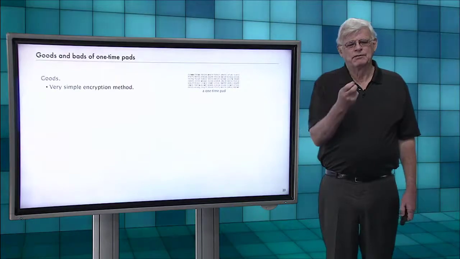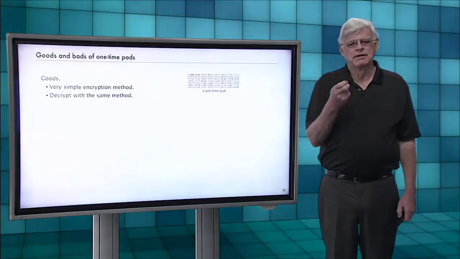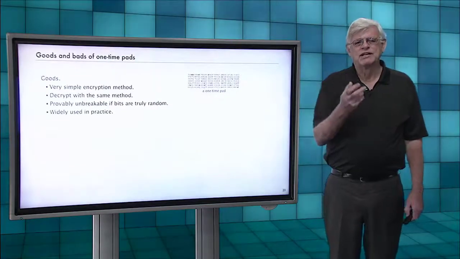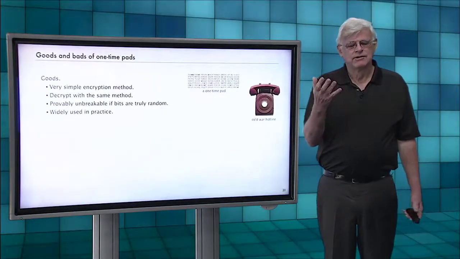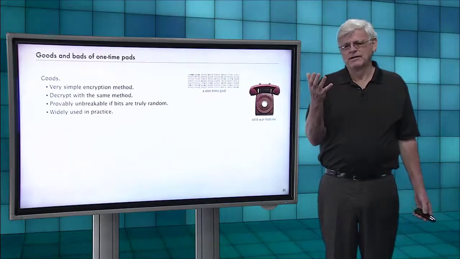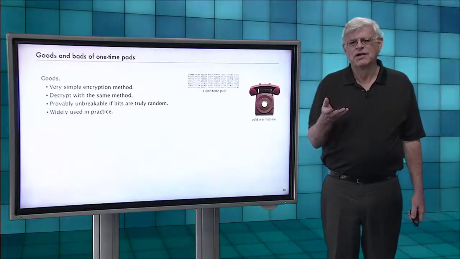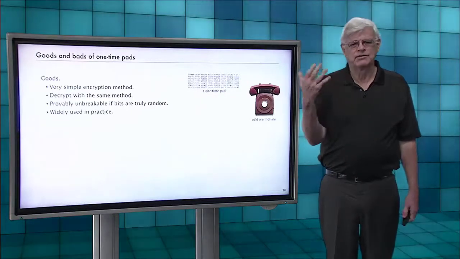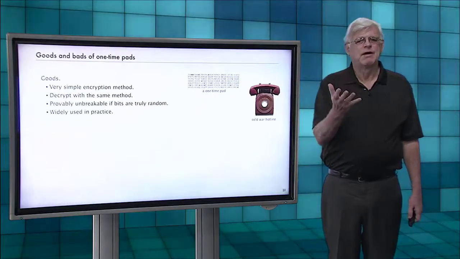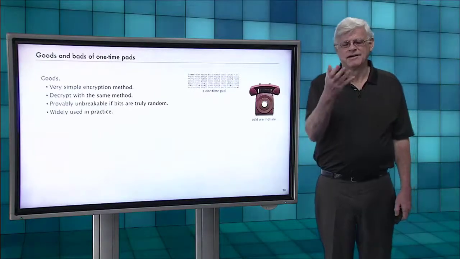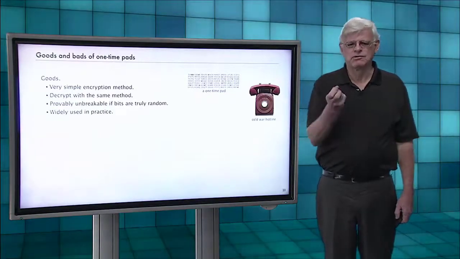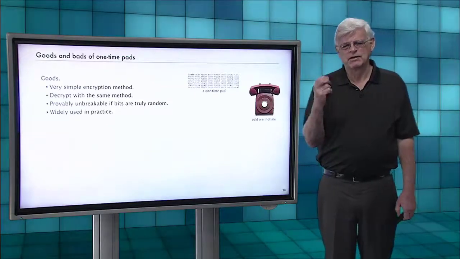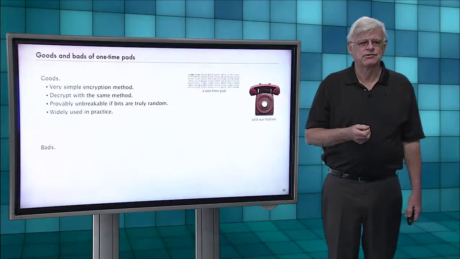The good thing about one-time pads is that they're very simple. You decrypt with the same method, provably unbreakable, and it's widely used in practice. During the Cold War in the 50s and 60s, the hotline between the White House and the Kremlin was a cryptographic system based on that, and people had books of one-time pads that were transferred from one capital to the other by trusted couriers.